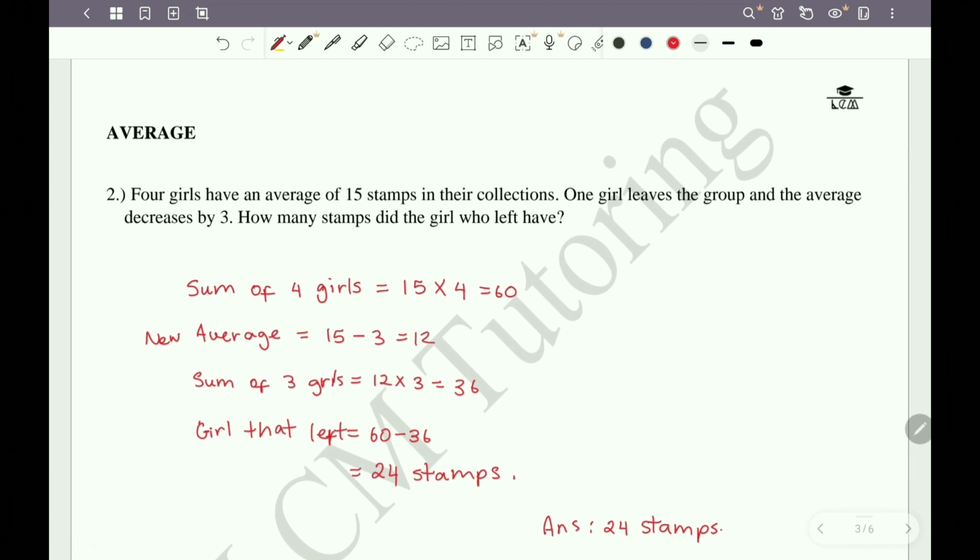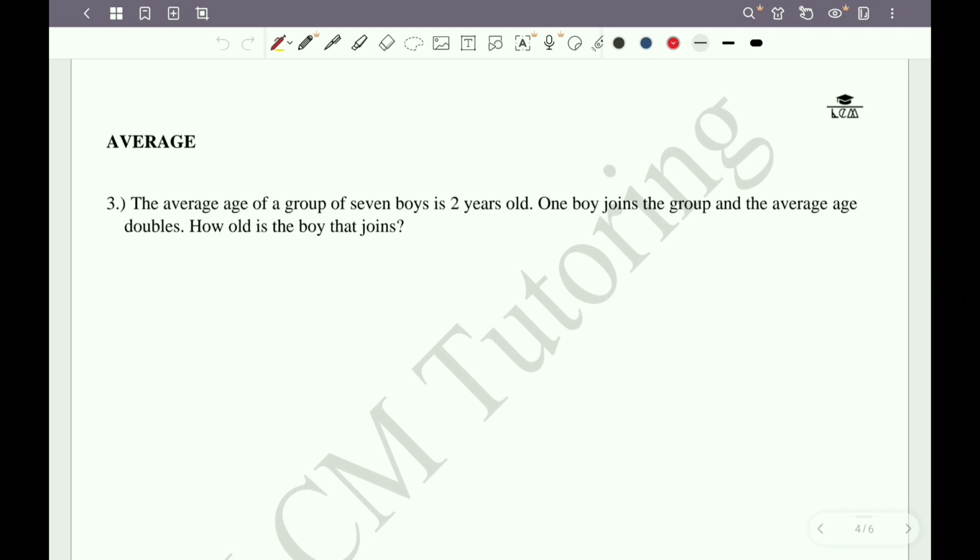Let's move on to question 3. Question 3 now says, the average age of a group of 7 boys is 2 years old. One boy joins the group and the average age doubles. How old is the boy that joins? Right, so this is very similar to question 1 and question 2. We're just doing different things with the average.